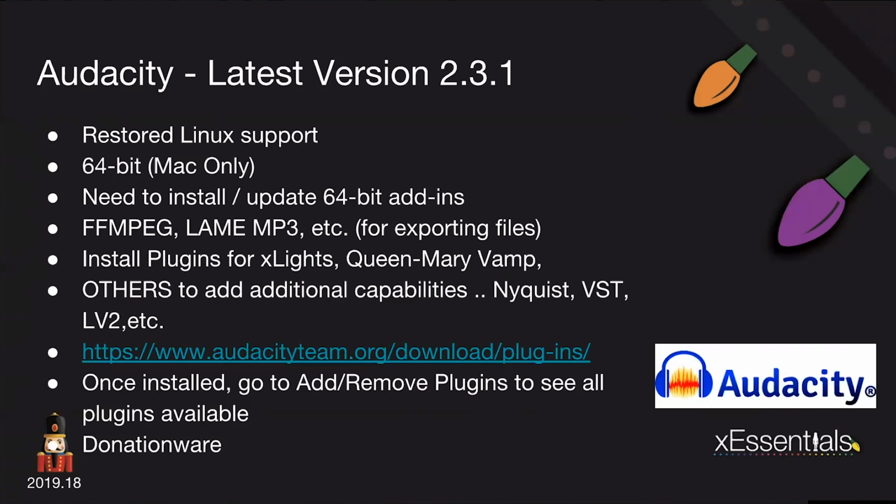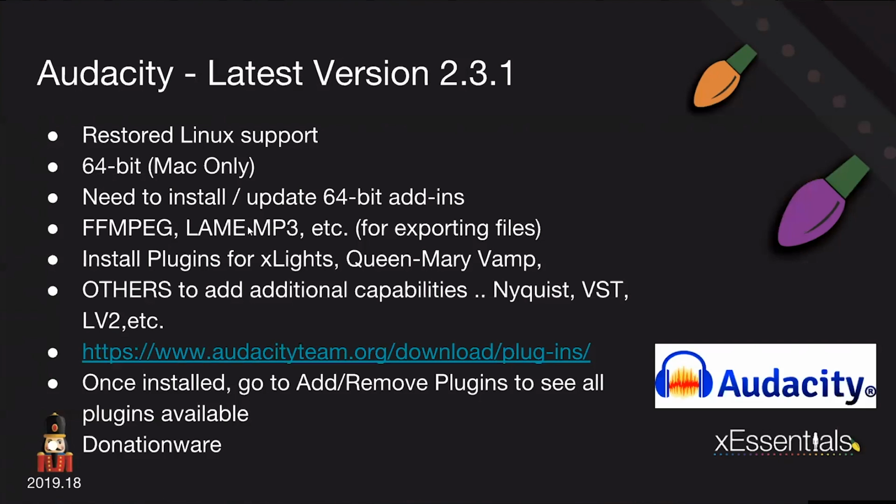There are a lot of things you can do in it that we're just going to scratch the surface of. There is a 64-bit version for you Mac aficionados. If you are running the 64-bit, you need to install the 64-bit add-ins as well. So there's FFmpeg and LAME MP3. These are used for both importing and exporting other audio types. For example, if you're going to export MP3s, you need to install LAME. It's not part of the Audacity package, usually for licensing and copyright reasons, but they're easy to obtain.